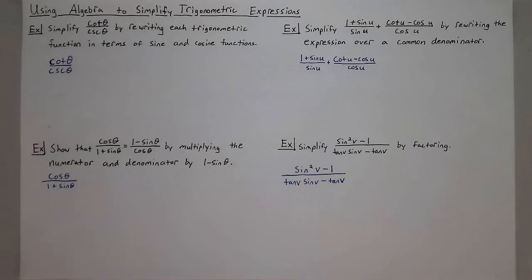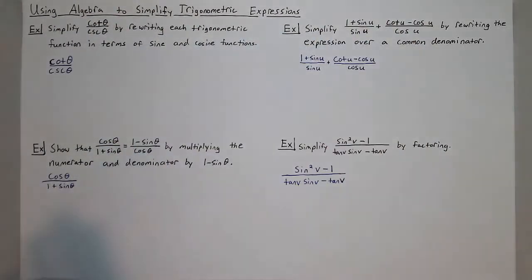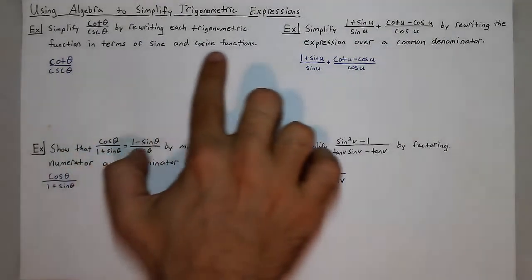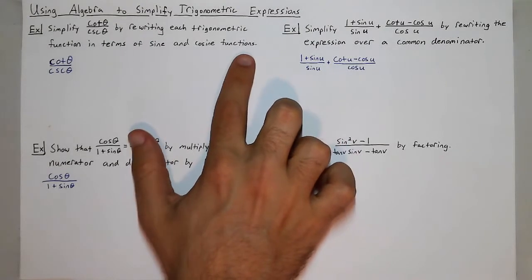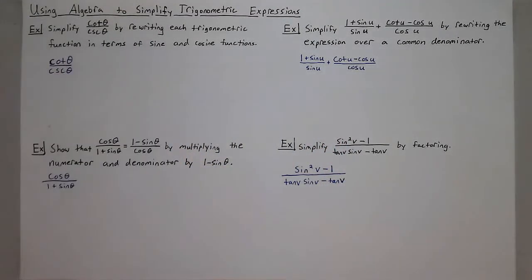In this video, we are going to learn how to use algebra to simplify trigonometric expressions. Now, I set up a few example scenarios of some techniques you can use to simplify. The first one being just rewriting everything in terms of sine and cosine functions. That could be a good way to help me simplify this expression into something different.